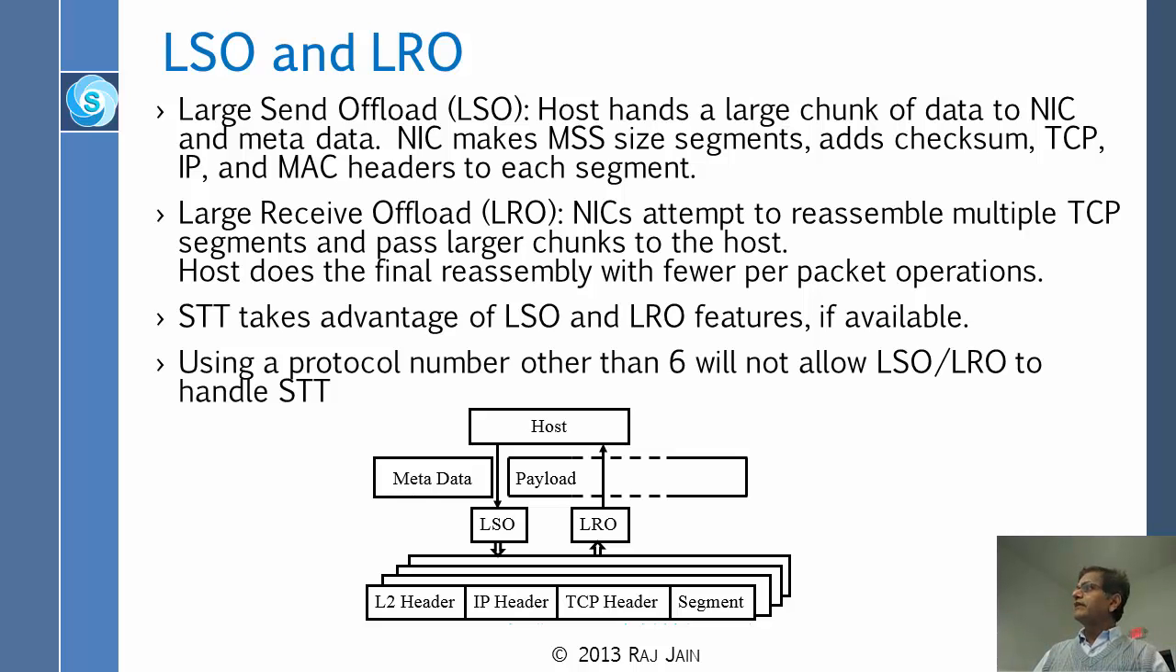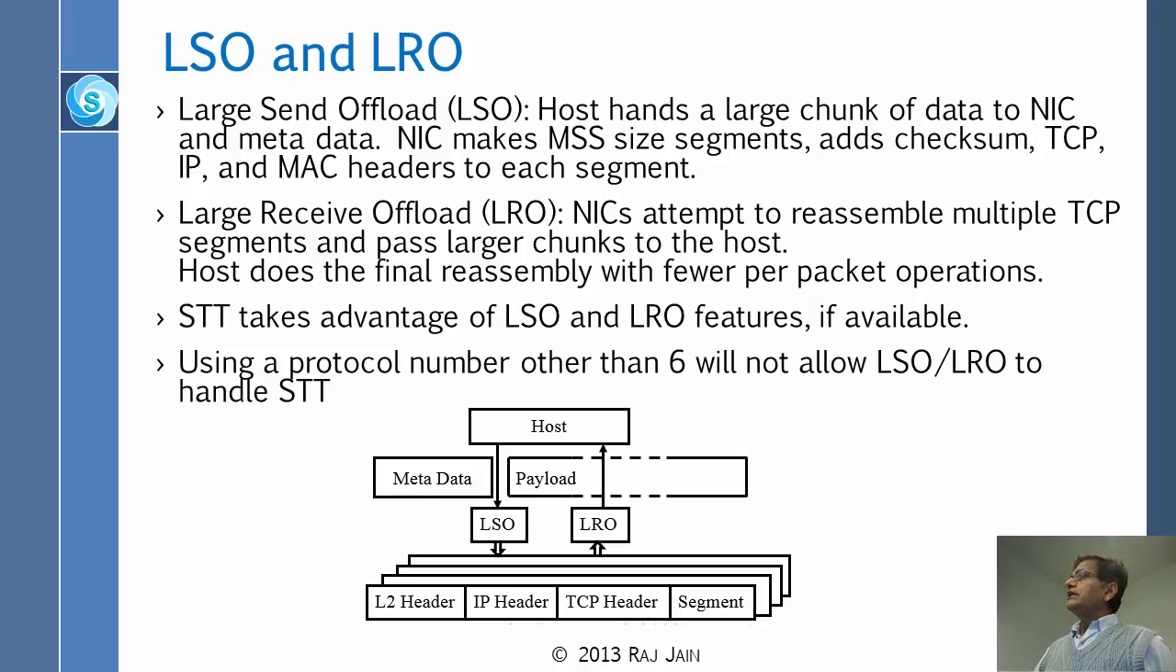And large receive offload. Some cards do LRO also. You don't have to have both functions in every card, but as I said, we talk about functions. LSO is one function, LRO is another function, and some cards do both, some cards do one. The next function is large receive offload, where the NIC attempts to reassemble the multiple segments into larger chunks for the host. The host does the final reassembly with fewer per packet operations.